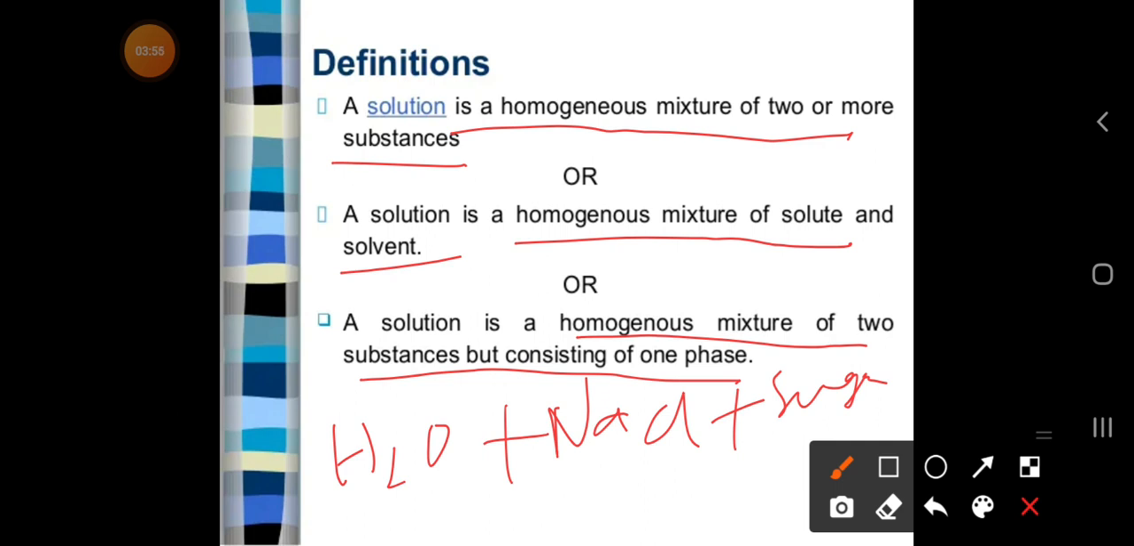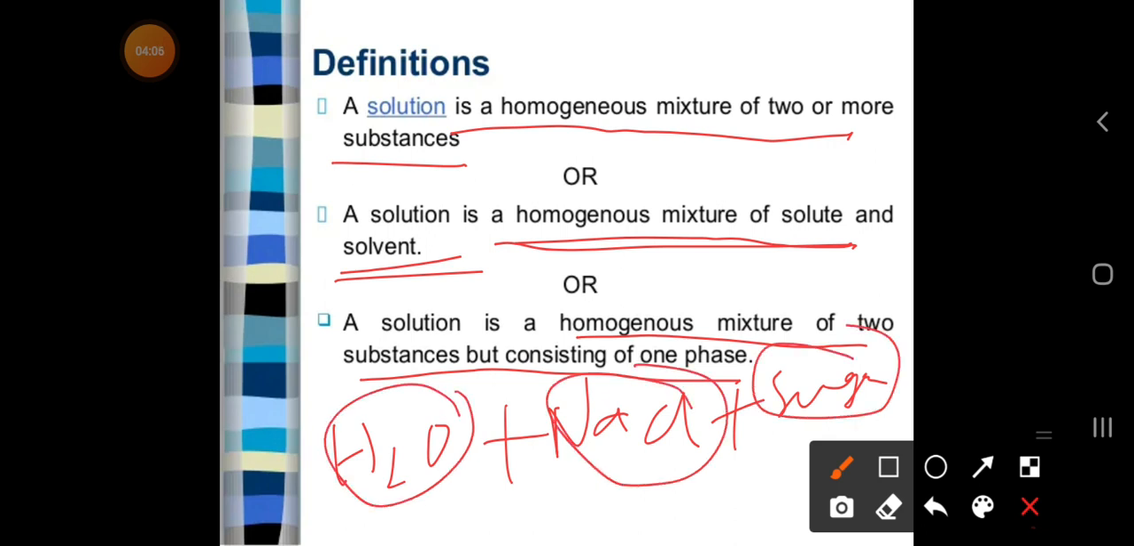And as we said, a solution is a homogeneous mixture of solute and solvent. So what will be the solute here? The NaCl and sugar will be the solute, and water will be the solvent. That we call a solution. And also, a solution is a homogeneous mixture of two substances consisting of one phase.